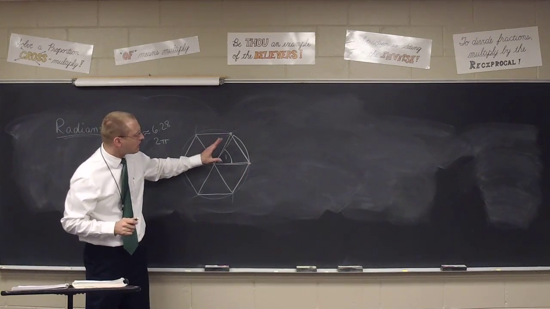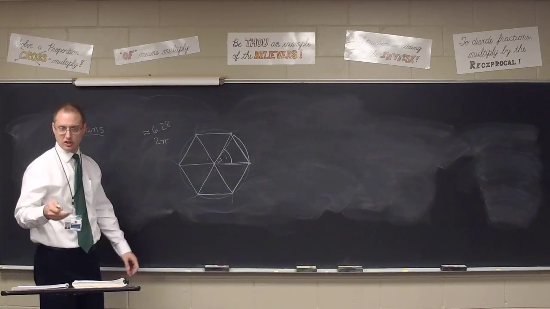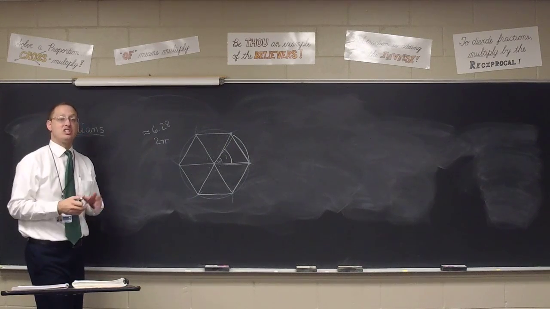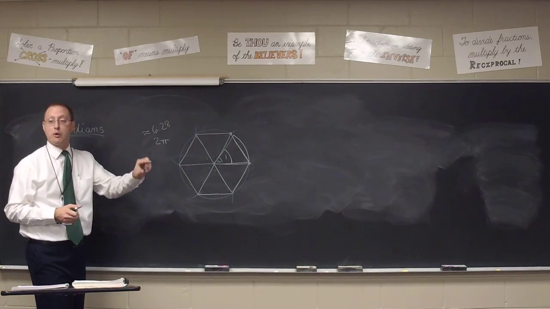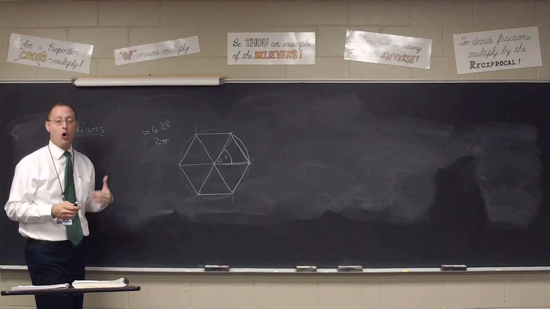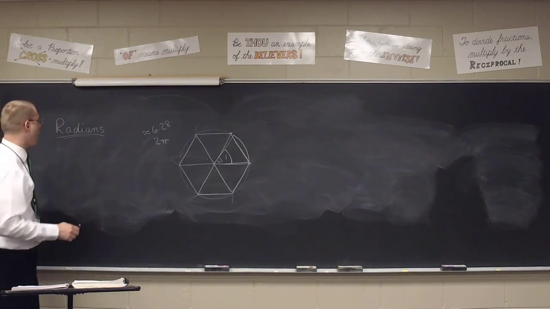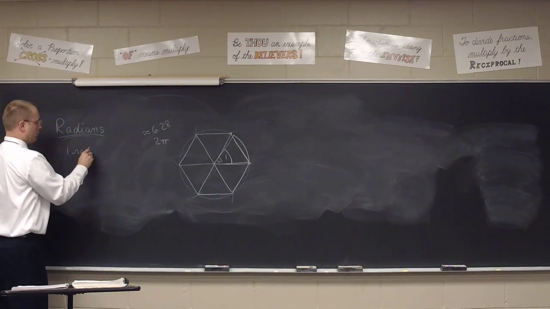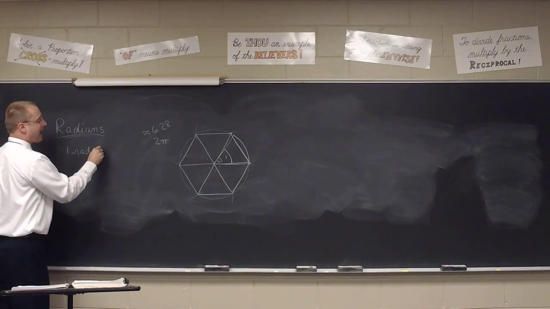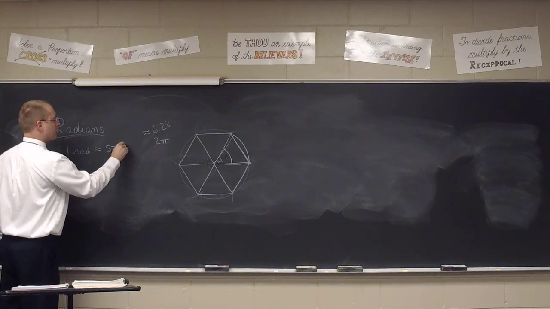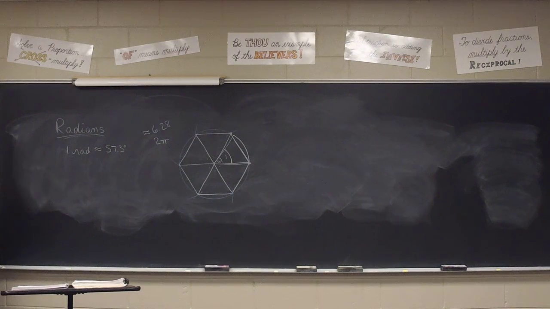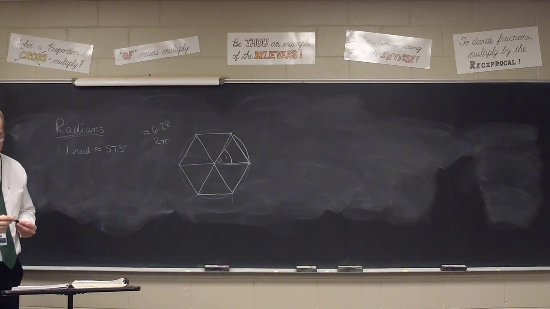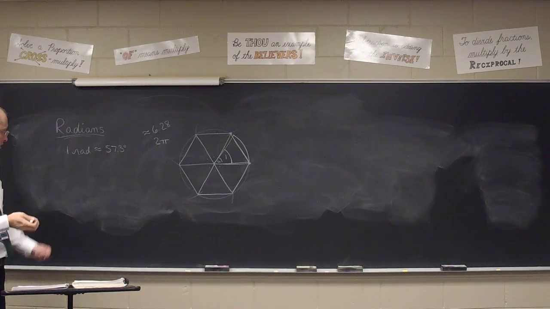Because a radian is a little bit smaller than a 60-degree angle. So a degree is very small, right? A radian is much larger. A radian is almost 60 degrees. In fact, if you write this down, a radian, we'll abbreviate RAD, is approximately 57.3 degrees.